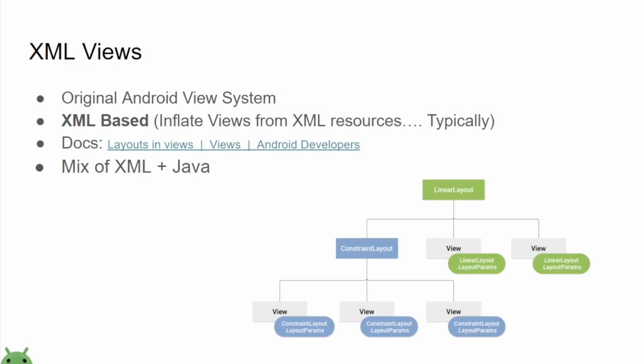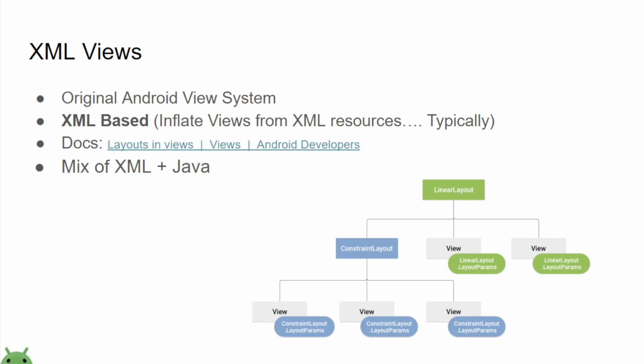With that, we've spent some time talking about splits. Now let's actually talk about XML views. So once again, XML views, just to recap, are the original Android view system. It's actually built into the code that's forked from the AOSP code. If you remember us talking about that last time, this is where that is.